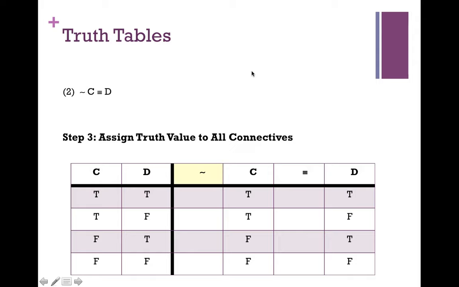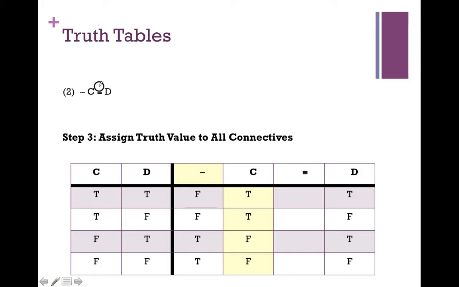Now we come to step three, and we assign truth values to all the connectives. We know that the if and only if, the biconditional, is our main connective. So we're going to begin with the connective of least scope, and I already have it highlighted. This is the connective of least scope. And what we're going to be negating is, of course, C. So basically we're just going to be taking the opposite of all of these truth values under the column of C and putting them right here. Well, the opposite of true is false and the opposite of false is true, so this is pretty straightforward. Now we're going to calculate the main connective, which is the if and only if.